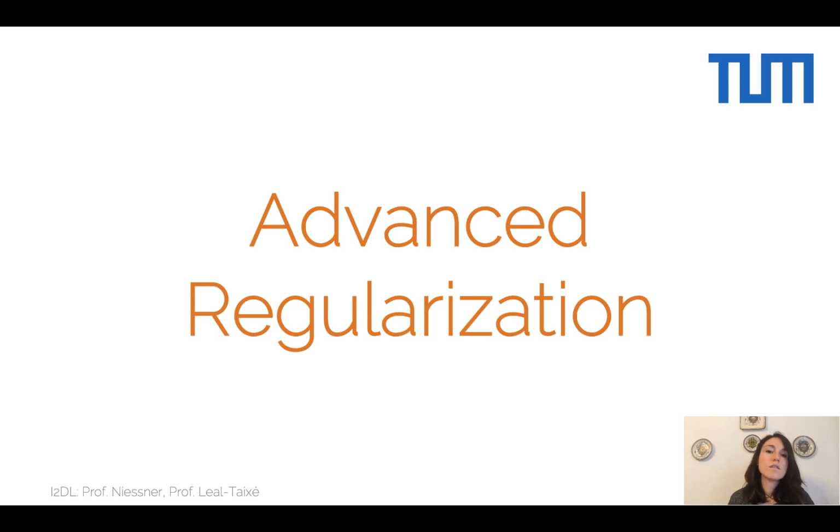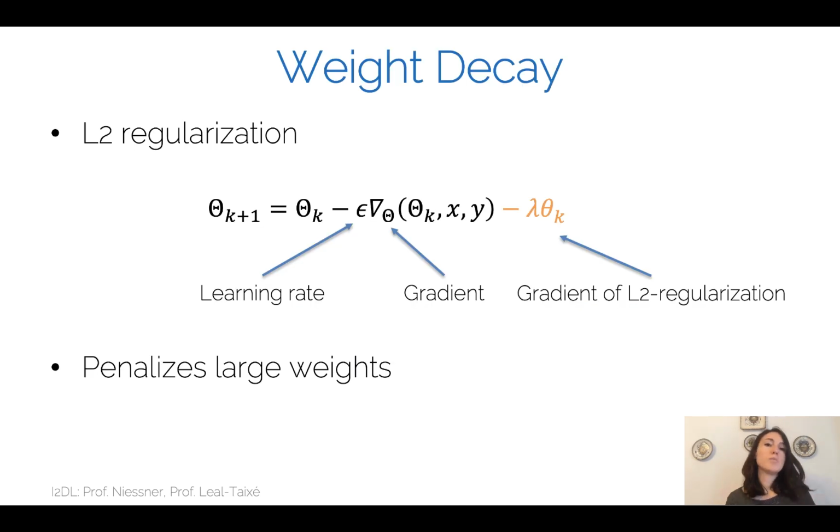And there are other types of more advanced regularization that we can use to actually increase the performance of our neural networks at test time. So one of the simplest ways of doing regularization is by using weight decay, which is essentially L2 regularization.